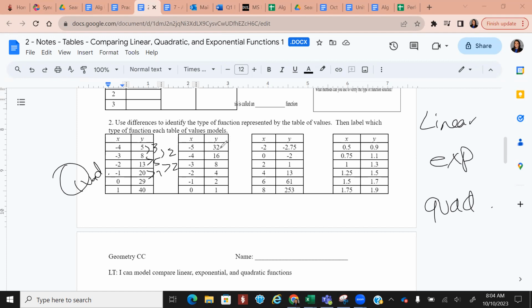Okay, what about the next one? So are we adding the same number each time? I don't think so. What if we found first difference? And then if we found the second difference, is that the same? No. Okay, so what is that one called? An exponential. Okay. What about the next one? If we found the first difference?